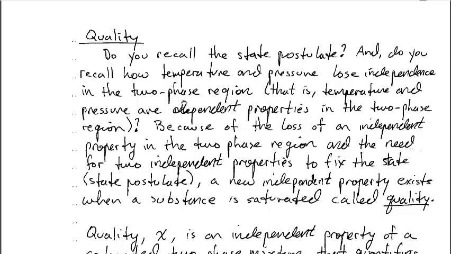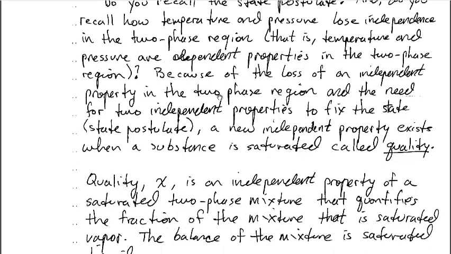to fully thermodynamically characterize the system, right? And we recall that we actually lose an independent property when the substance is saturated, because temperature and pressure become dependent on each other. They lose their independence in the two-phase region. So because of the loss of an independent property and the need for two independent properties to fix the state based on the state postulate, we develop a new independent property that exists only when the substance is saturated. And this new independent property is called quality.